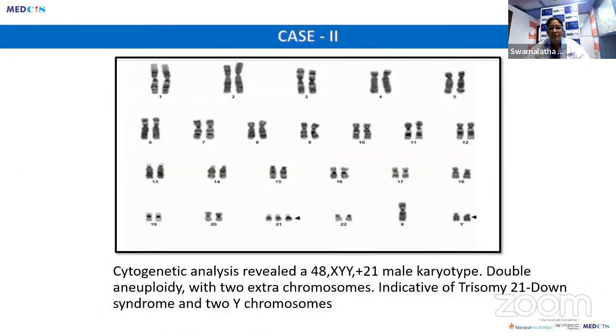The results of the baby look something like this. Other than the features of Down syndrome, the baby also had a microphallus, indicating that the baby may have infertility issues too. So the karyotype turned out to be 48,XYY,+21, indicating Down syndrome also with an extra Y chromosome. Here is the Y chromosome and an extra 21 chromosome, indicating a double aneuploidy case.